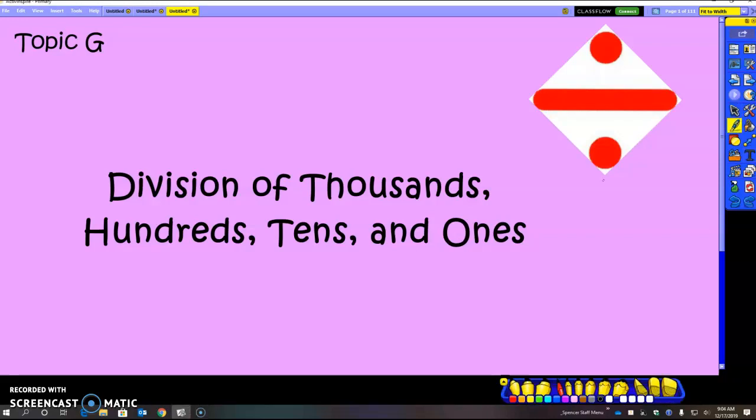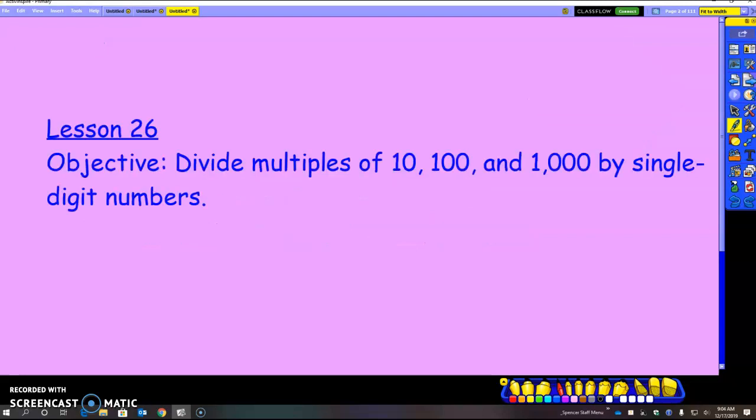Hello, fourth graders. Today we are starting topic G, and this new topic is going back to some division, and we are going to expand on what we've already learned and move into the hundreds and thousands place. So we're going to be using all the place values today. Today we're really going to focus on dividing multiples of 10, 100, and 1,000 by single-digit numbers.